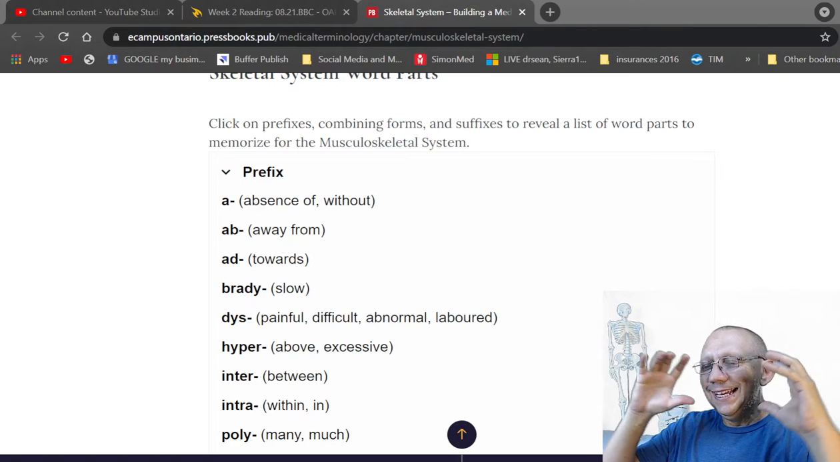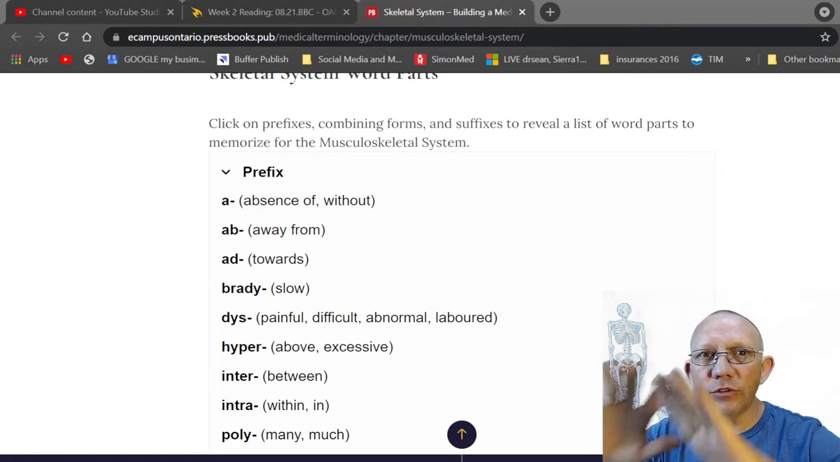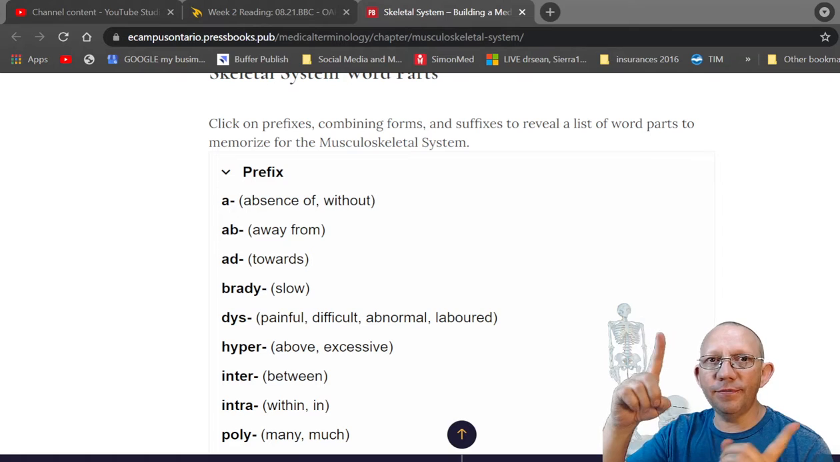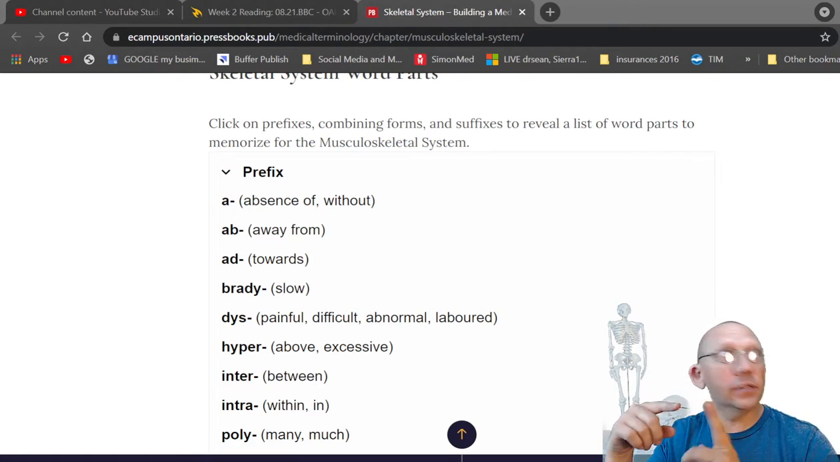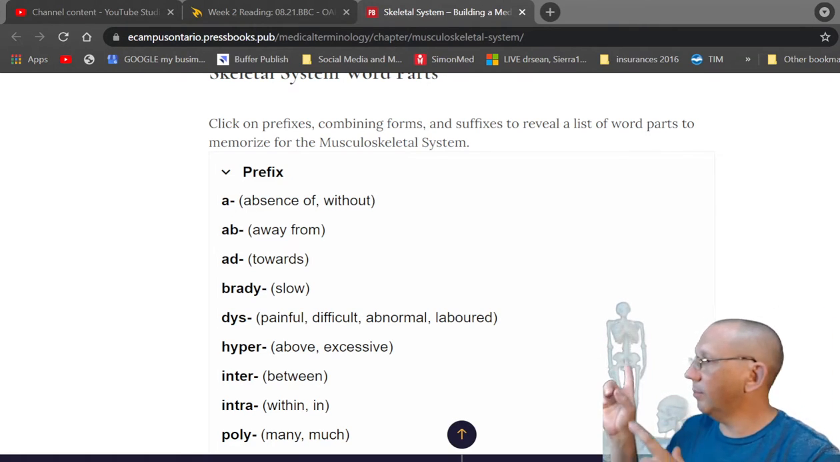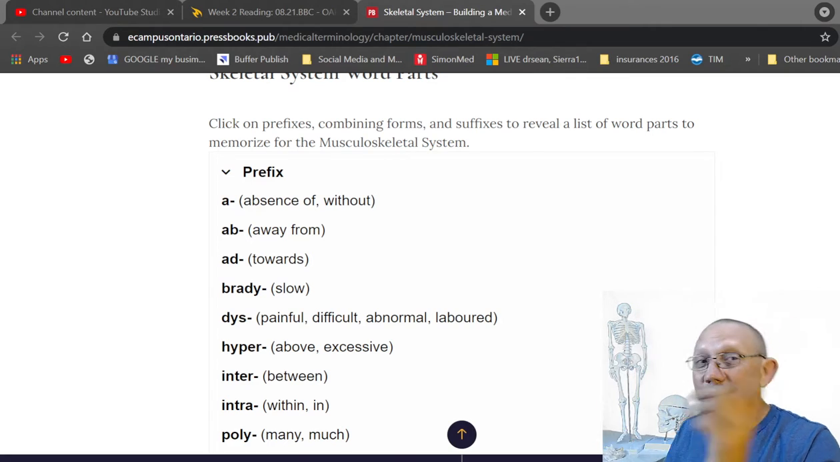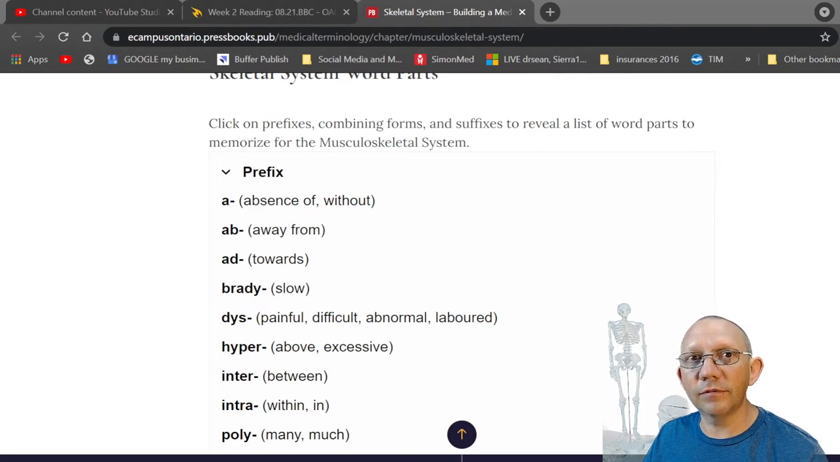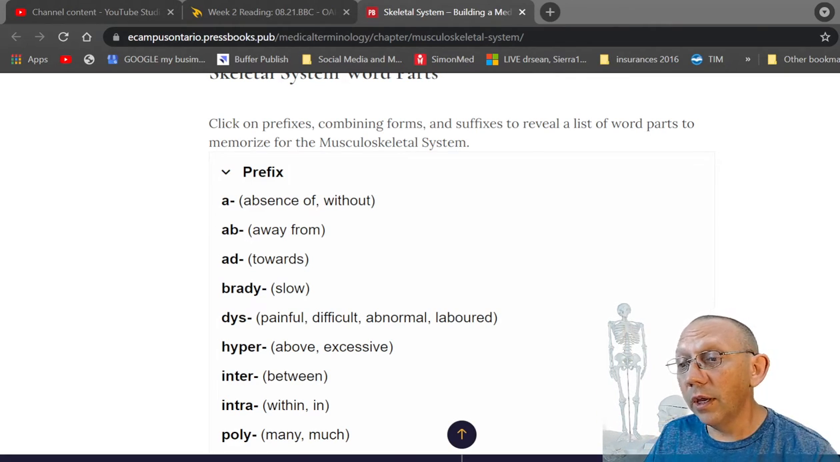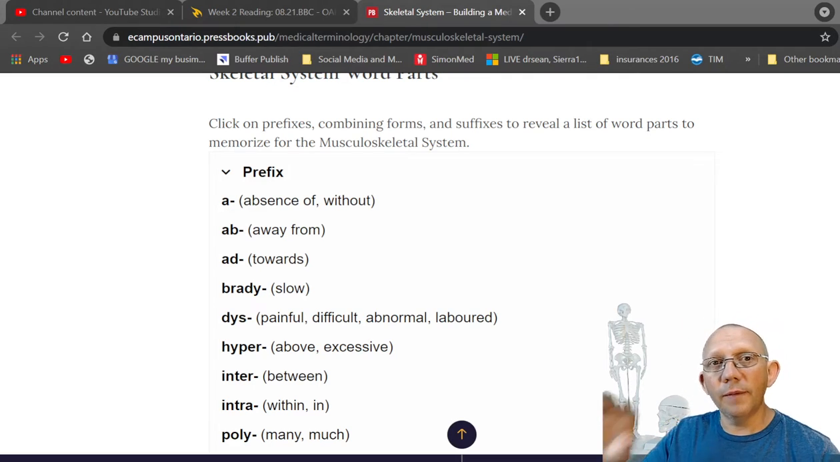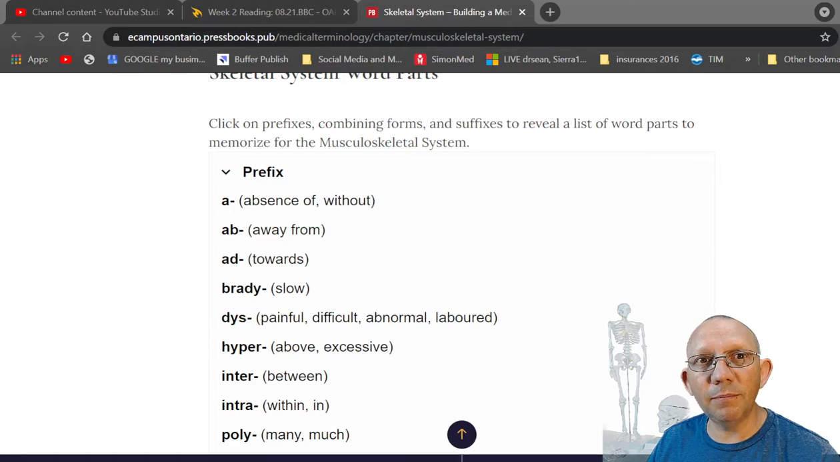We're going to go over skeletal terminology right now. I have it all up on my screen. This is from the book, so don't forget to download the book and go through it. We're going to talk about the prefixes first. That's the easy part to do.